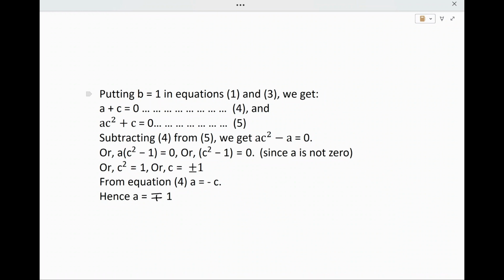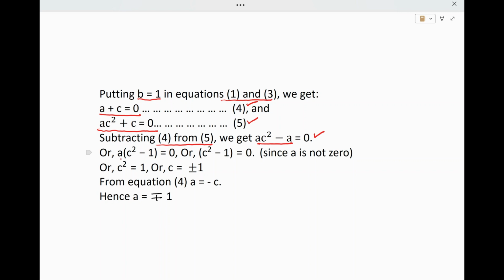So we have got the value of one of the coefficients. Now that we have found the value of b, equal to 1, we put this value of b in equations 1 and 3, and we get a + c = 0. Let us call it equation 4. And we get ac² + c = 0. Let us call it equation 5. Subtracting equation 4 from 5, we get ac² − a = 0.